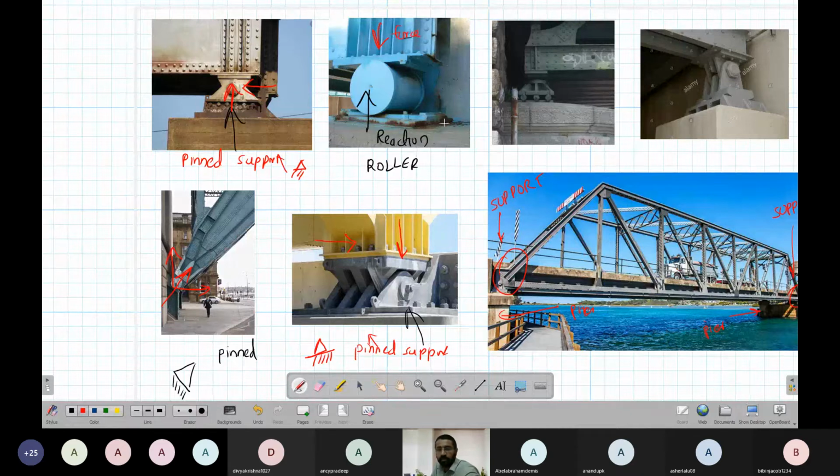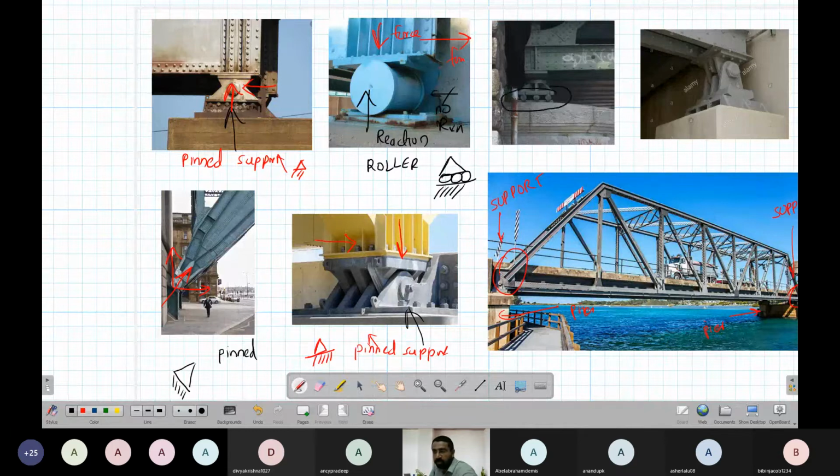Okay. But if I apply a force in this direction, there is no reaction in this direction. No reaction because it will just roll. So that is a roller, and a roller is represented like this. It rolls something like this. Okay, it is capable of giving a reaction in only one direction.